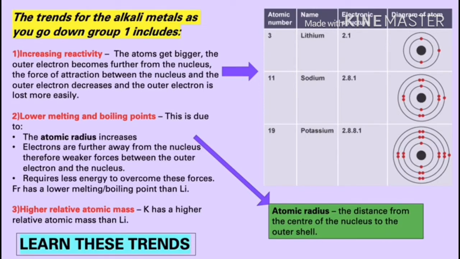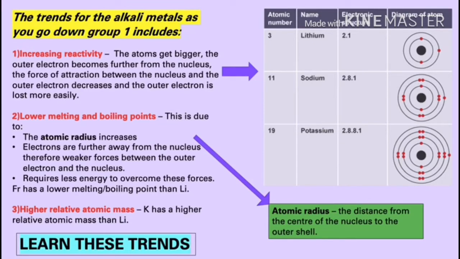groups. So let's look at the trends in Group 1. Number 1. Increasing reactivity as you go down the group. This is because the atoms get bigger, the outer electrons become further away from the nucleus, the force of attraction between the positive nucleus and the outer negative electron decreases, so the outer electron is lost more easily. This makes them react readily.